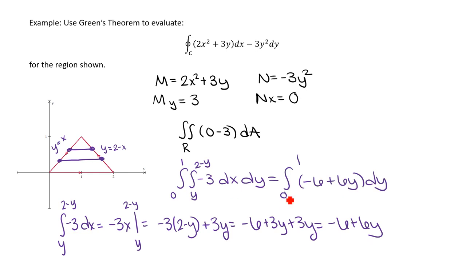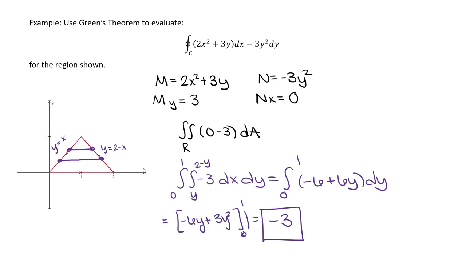Then I'm going to do my outside integral. So I'm going to integrate from 0 to 1 that answer, negative 6 plus 6y. I'll integrate that with respect to y. Let's see, negative 6y plus 3y squared. Plug in the 1, plug in the 0, and subtract them, and there's my final answer of negative 3.